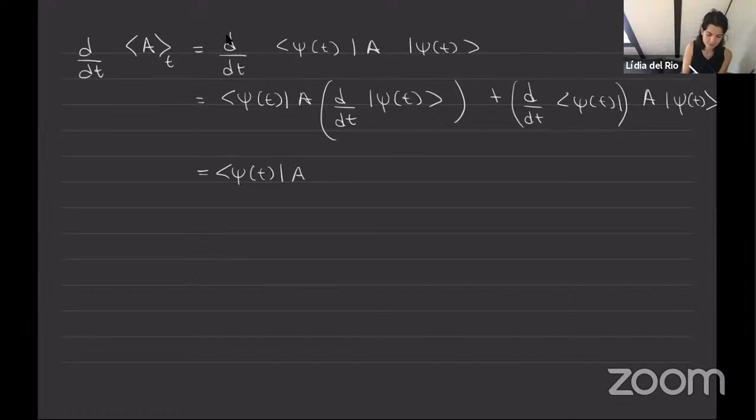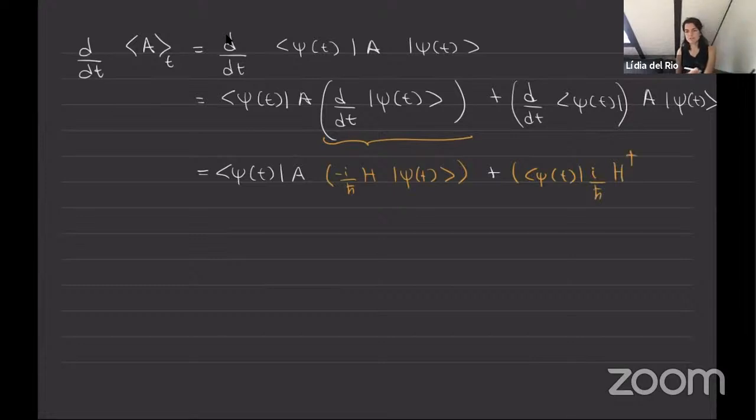I'll just replace this thing here. So this was minus i over h bar H, plus, and now i over h bar, and here it would be H dagger, but H is Hermitian, so H dagger is the same as H, so I can just keep H. Okay. This is a property of the Hamiltonian.